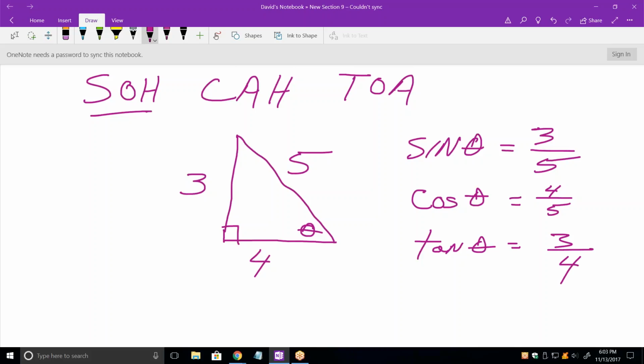Now, what if I said angle alpha? What's the sine of alpha? Is that the x? Alpha is another Greek letter like theta. Usually Greek letters are what they use to represent angles. Okay, so this is just a different angle. There's two non-right angles there. So what's the sine of alpha?